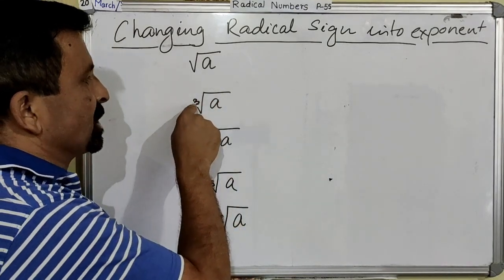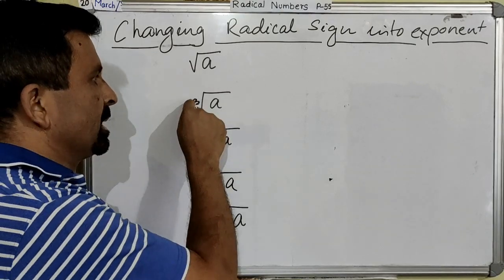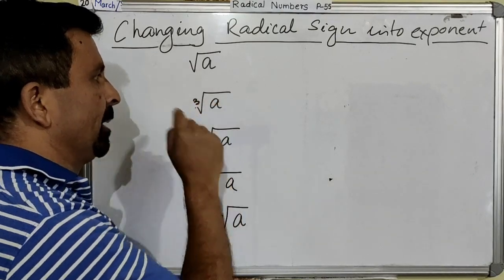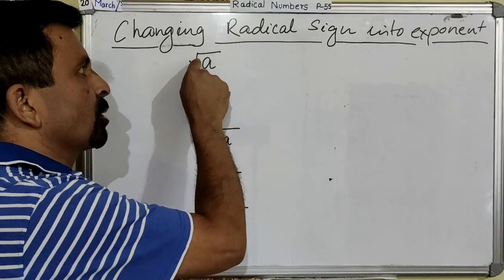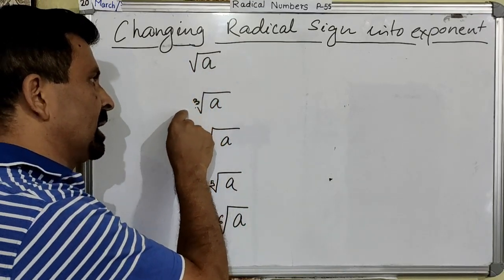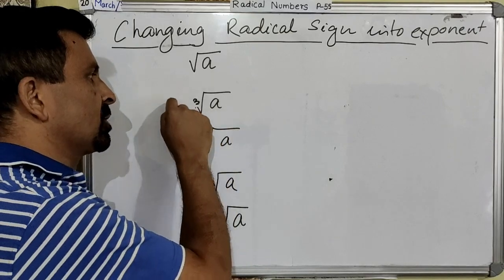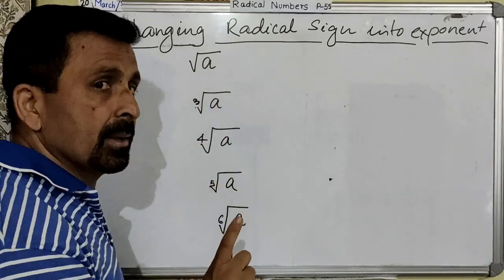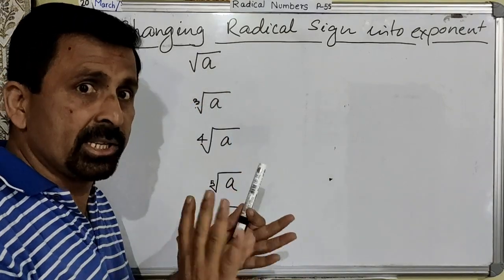We will read this as cube root. We will write this as cube root of a. This will be read as square root of a. Now, the same thing, if I write this 3 bigger in size, then I will read this as 3 root a. See how the meaning changes, right?